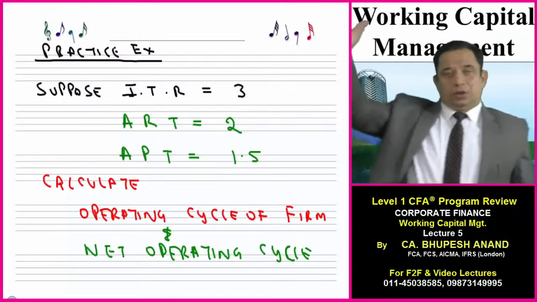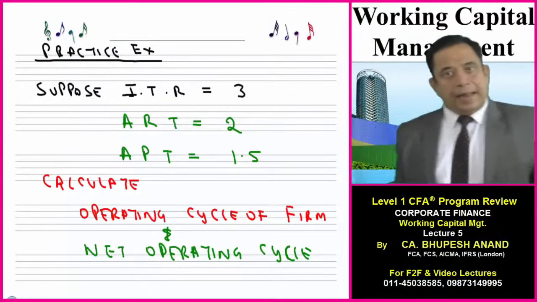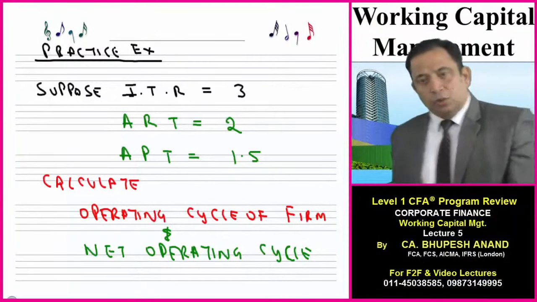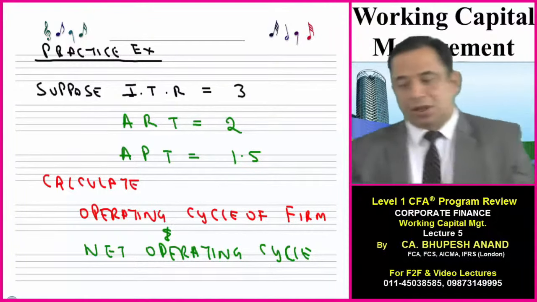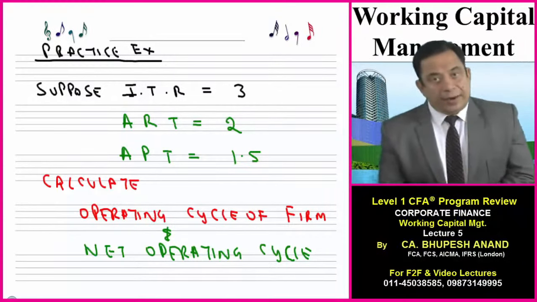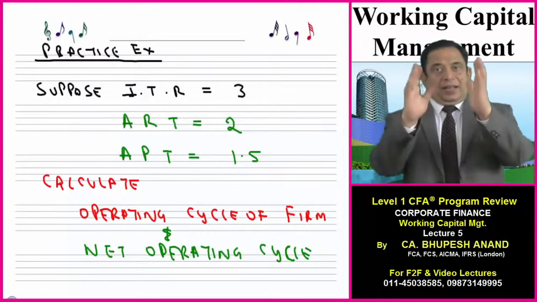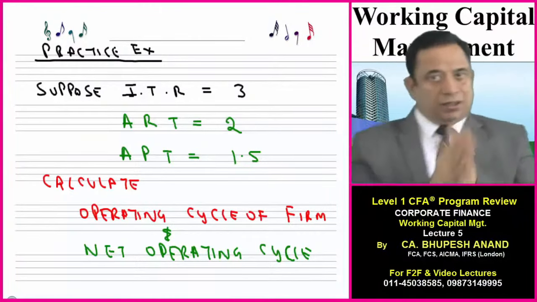Inventory turnover ratio, I will say let it be 3 times, and let accounts receivable turnover ratio be 2 times, and let accounts payable turnover ratio be 1.5 times. 3, 2 and 1.5. Now, if I want to calculate operating cycle and net operating cycle, if I want to calculate operating cycle, it means I am paying cash at T0.